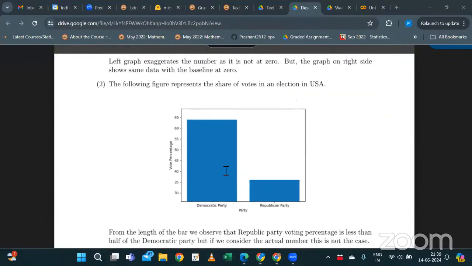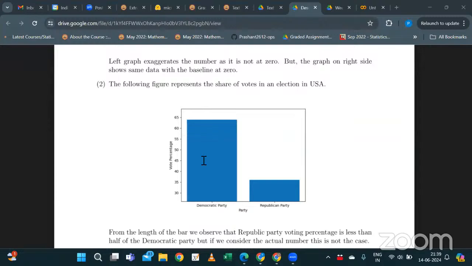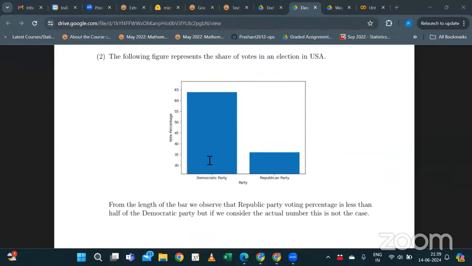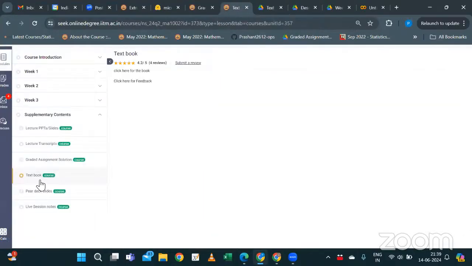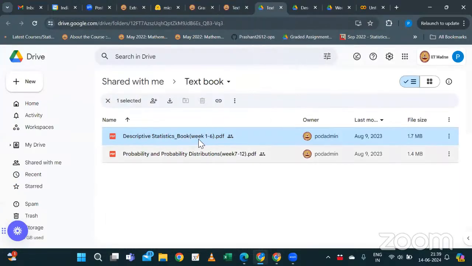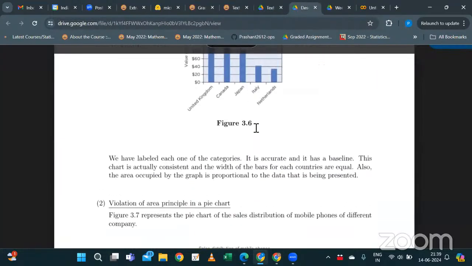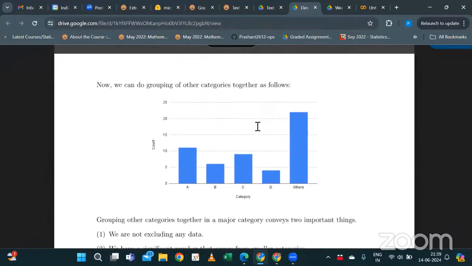Again, in this case you can see it does not start from 0, but if you see the length of the bar for the Republican Party, the voting percentage appears less than half of the Democratic Party. But in actuality, that's not the case. So this is something called a decorated graph. You can find these things in the textbook, under the supplementary content. There is a textbook subsection, descriptive statistics, where you can find this kind of thing. We have covered everything there.